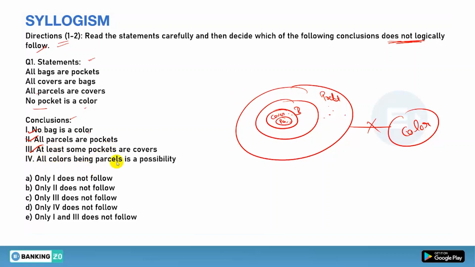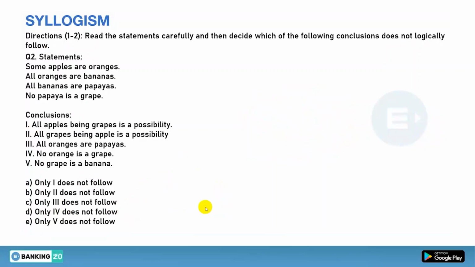Now all colors being parcel is a possibility. No. Why? Because you can't take color near the pocket. If you can't take it near the pocket, you can't take it near the parcel, so this will not follow. That is conclusion 4, so only conclusion 4 does not follow. Done. Now let's see question number 2.